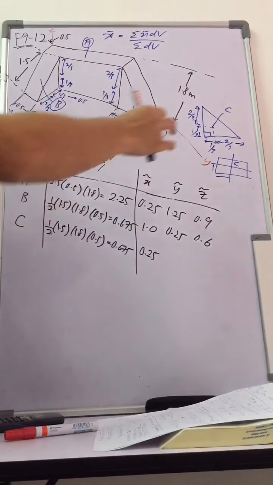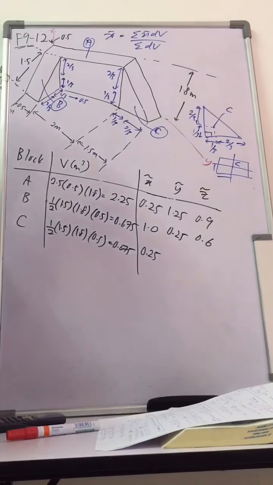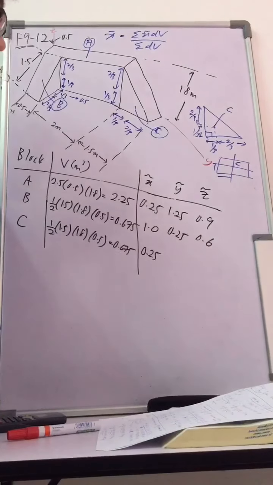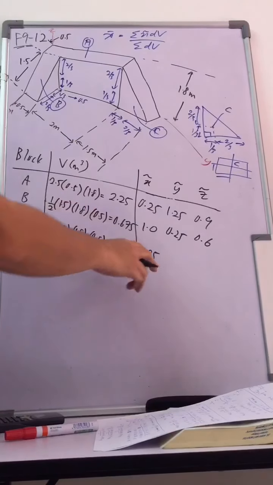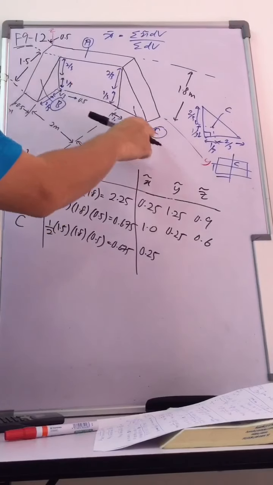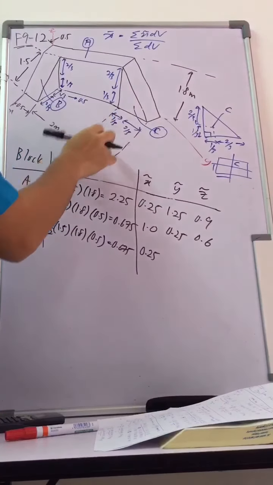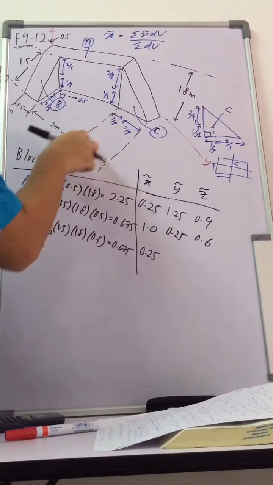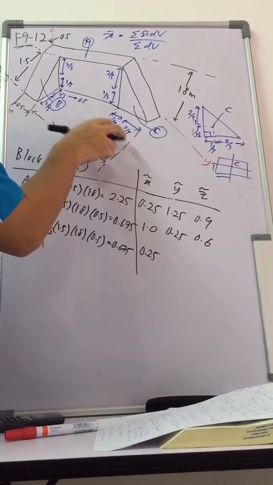1/3 means 1/3 of this length. I did not mean 1/3 only. 1/3 of the length. So this y tilde of segment C is 1/3 from 1.5. So 1/3 from 1.5 is 0.5, right? 0.5 and then another 1, so it becomes 1.5.